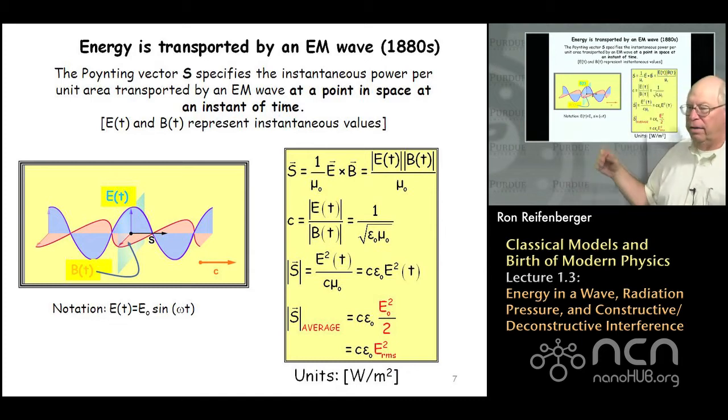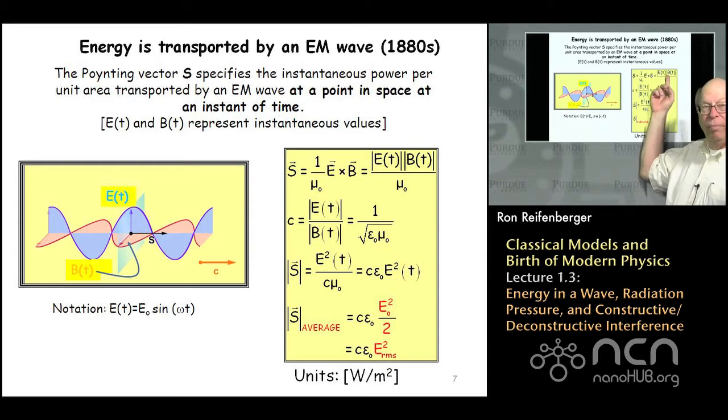So the notation here is that because E and B are perpendicular to one another in this electromagnetic wave, the cross product is very simple. It's just the magnitude of E times the magnitude of B. I indicate E and B can depend on time by explicitly indicating that here.